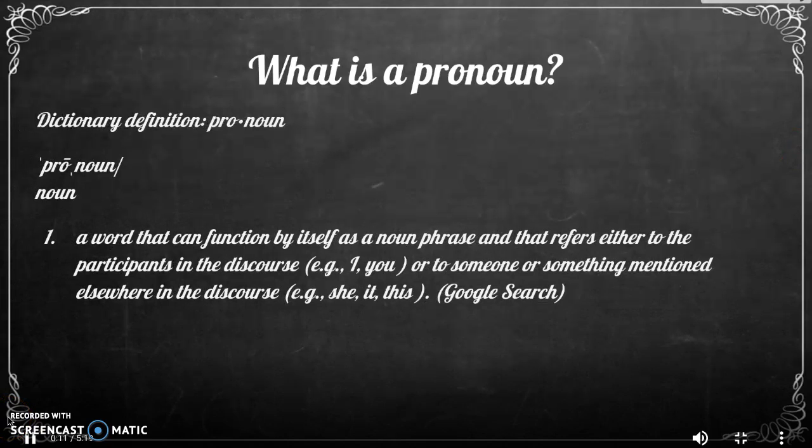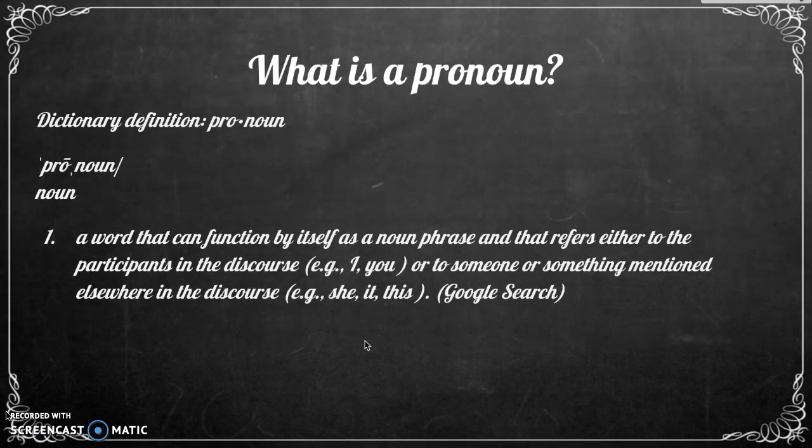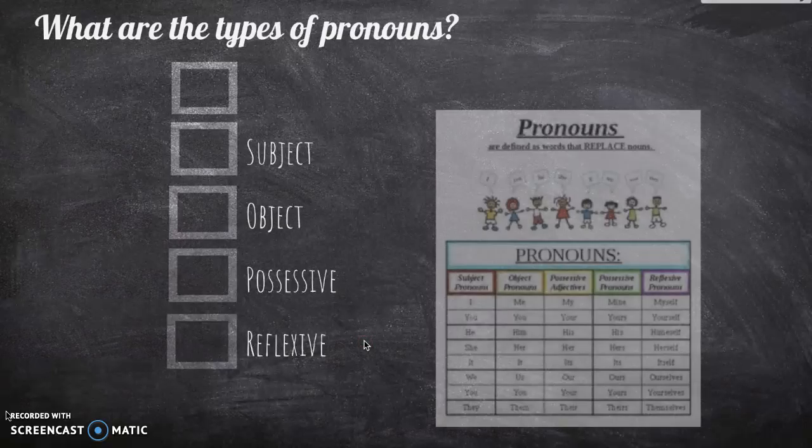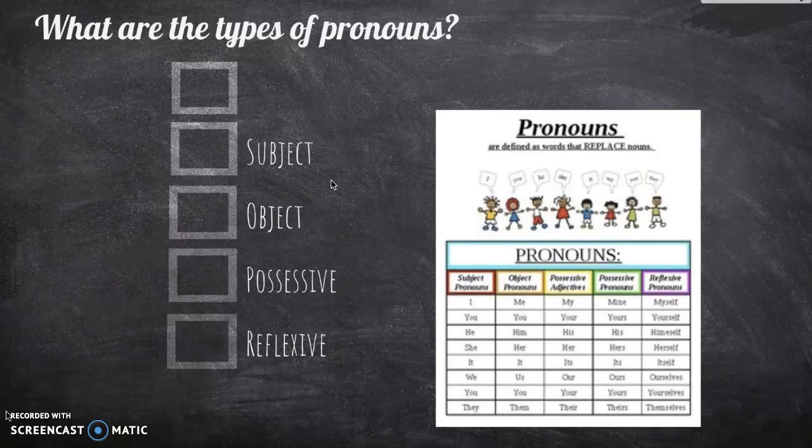So first off, what is a pronoun? So here's the technical definition of a pronoun. But basically, a pronoun is a word that replaces the noun of the sentence. So there's different types of pronouns. There's subject pronouns, object pronouns, possessive pronouns, and reflexive pronouns, and we're going to cover all of those today.